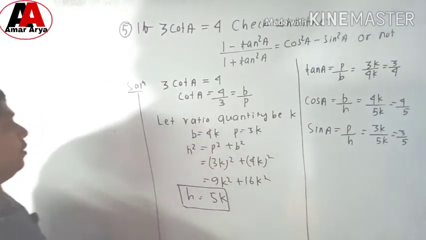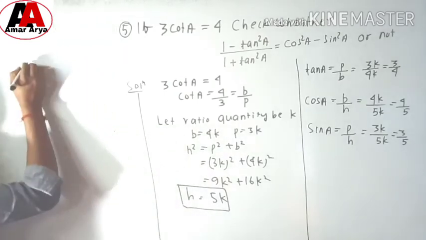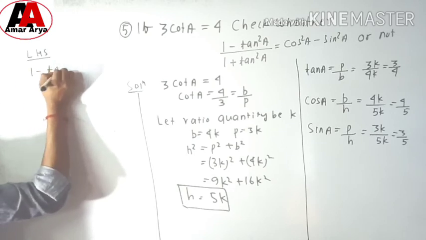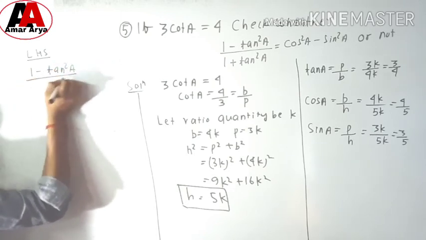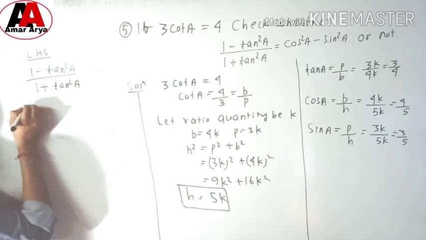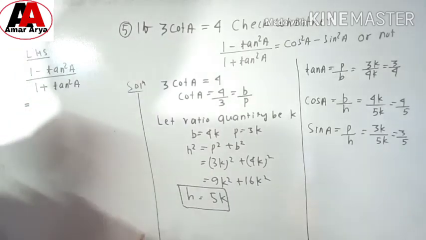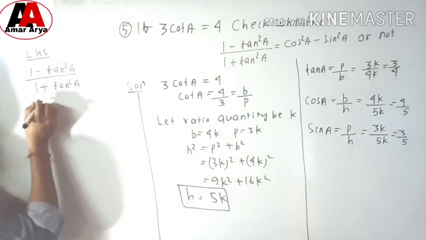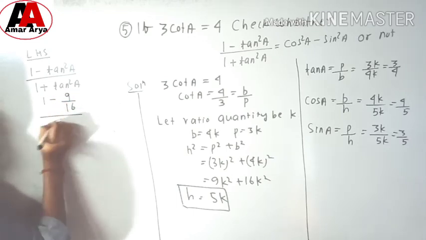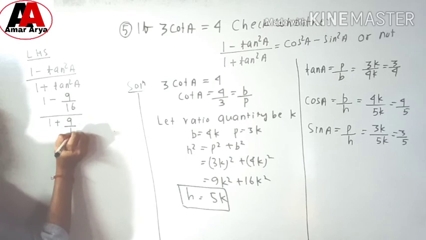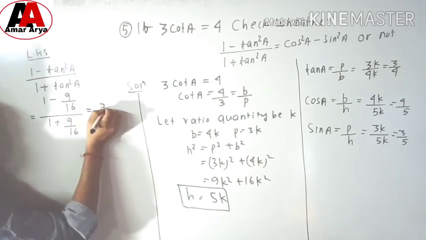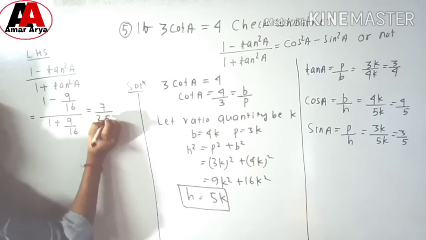Okay, so you need to verify. The LHS is 1 minus tan square A by 1 plus tan square A. This is the value of LHS. Okay, so please write the value of tan A. So tan A means 3 by 4. So we can write here 1 minus 3 square, 9 by 16, and here 1 plus 9 by 16. So 16 minus 9, that is 7, and 16 plus 9, that is 25. This is the value.